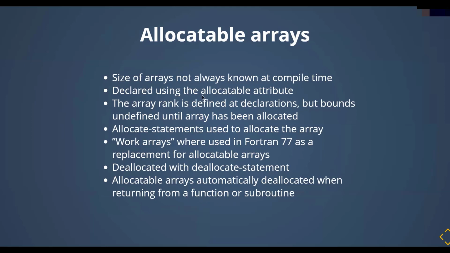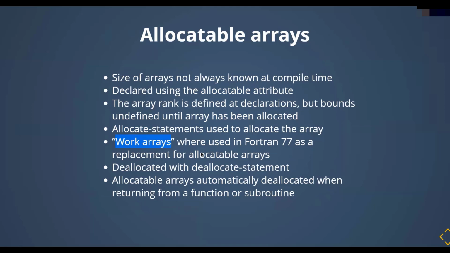You declare these variables using the special allocatable attribute in the declaration. You define the rank of your arrays, but you never define the sizes of the bounds until you allocate the array. There is a special statement called allocate in Fortran that you can use to create a memory area for these variables. Before Fortran 90, it was not possible to do this. This was not part of the standard. So in Fortran 77, you always needed to create fixed sizes of arrays.